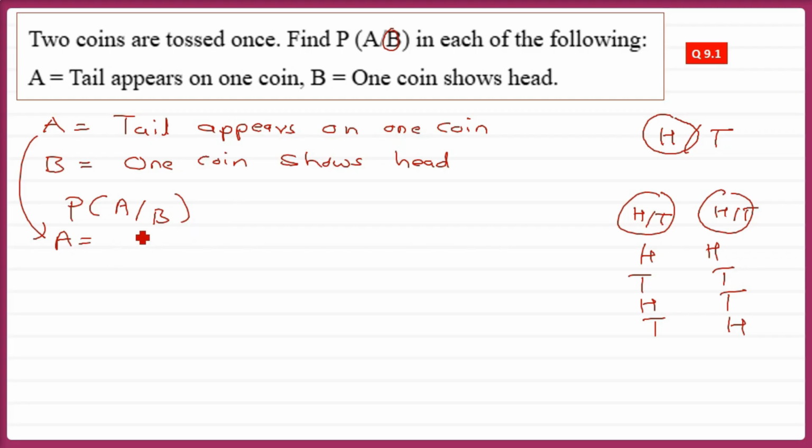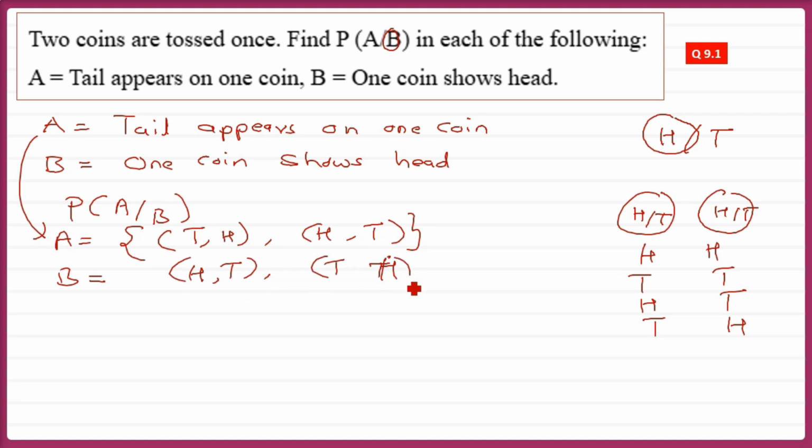So tail can appear at first, and tail can appear later also. One tail should appear. So what do we write here? Tail, head and tail. So we fixed one as tail, the first one or the second one, and then we inserted head. Now in the second event, one coin shows head. Again, we are fixing head, first time head, second time head. So the second time head or first time head. These are all the possibilities here.